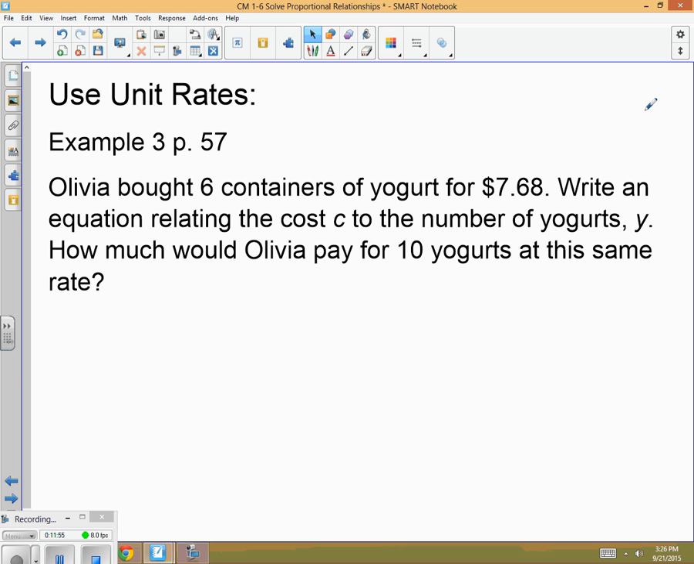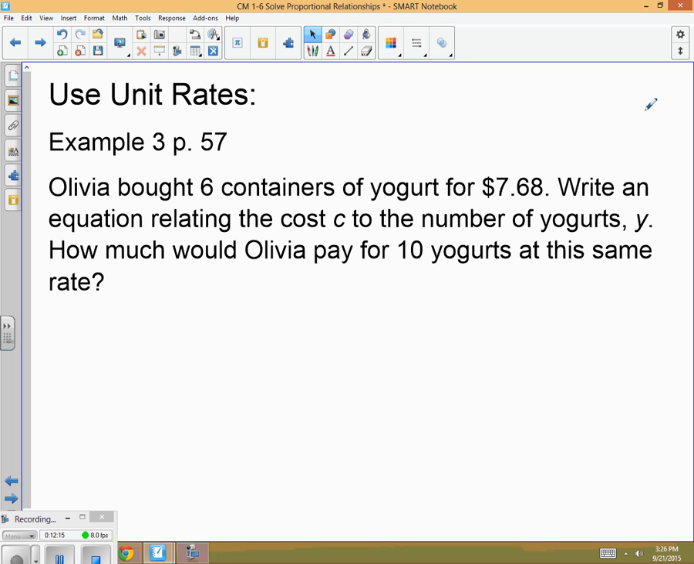Now, example 3 is a little bit different than using cross products. This is my preferred method to solve proportions, and this method is called using unit rates. So you can also use the unit rate to write an equation expressing the relationship between two proportional quantities.